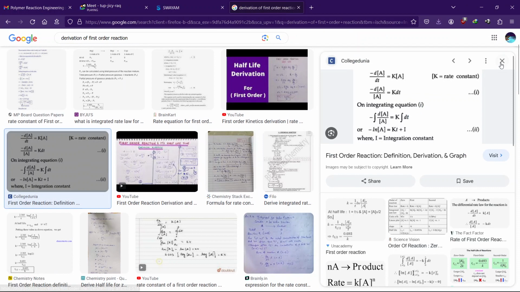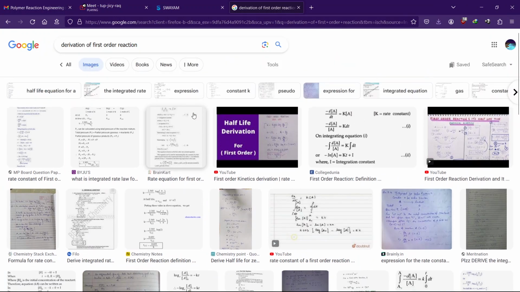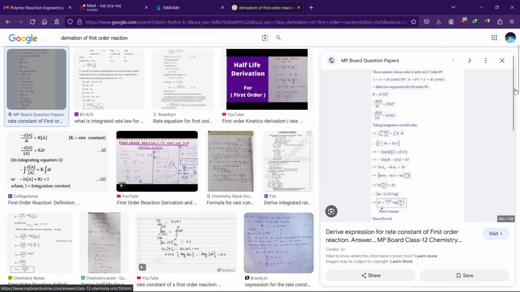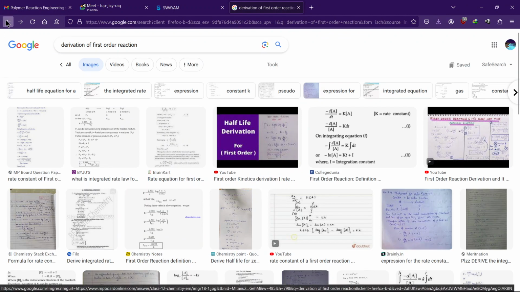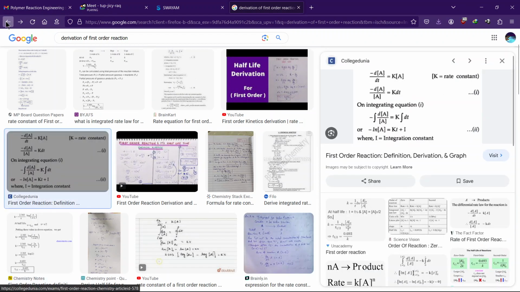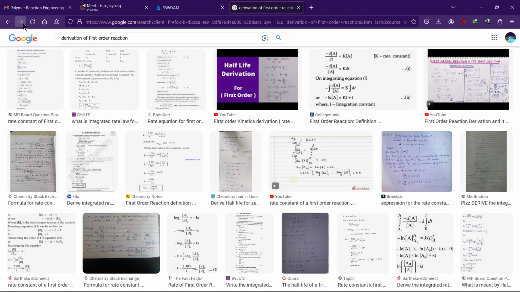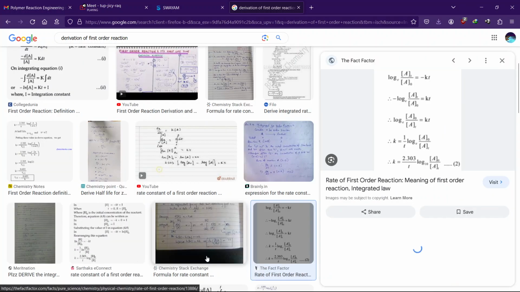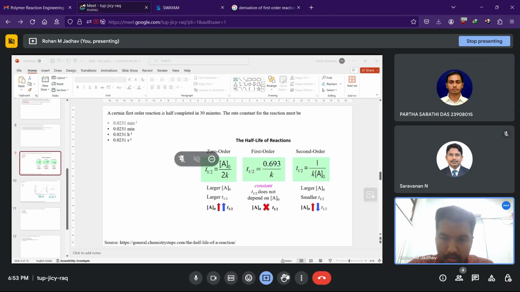First order reaction expression itself, I'll show you. It is quite simple actually. The first order reaction, like dC_A by dt, you have to do. Actually, what is the equation? I was searching.